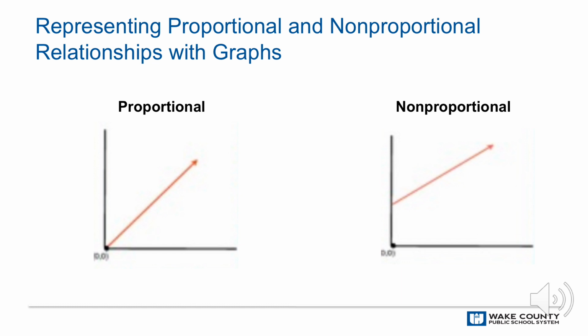Students will be able to also look at representing proportional and non-proportional relationships with graphs. Here are 2 graphs. One graph represents a proportional relationship as it has a straight line that goes through the origin (0, 0). The second graph has a straight line. That is a non-proportional relationship as it does not go through the origin, (0, 0).